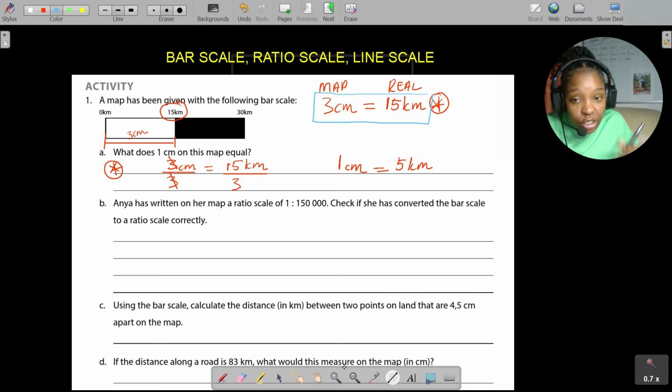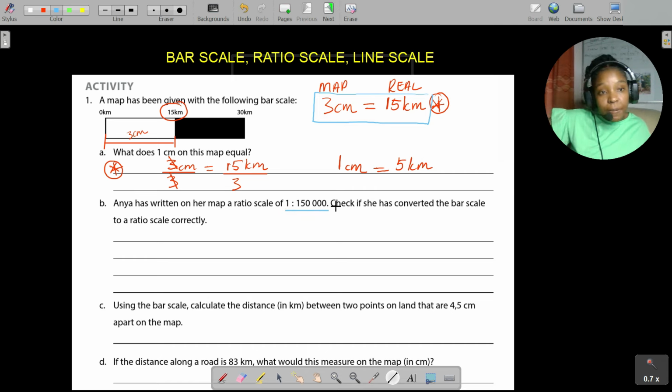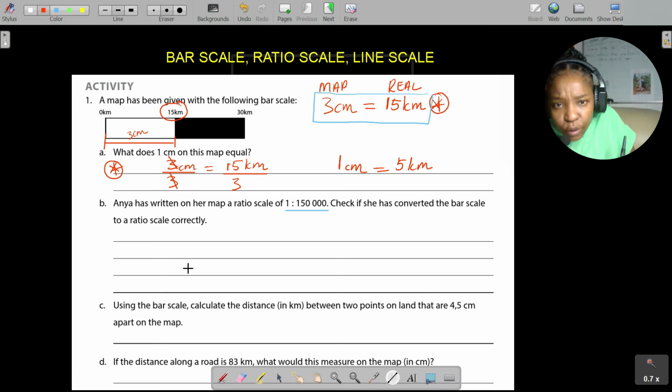After she converted it, she got the answer of 1 is to 150,000. So we want to check to see if she's converted the bar scale correctly. What is it that we need to do? First thing we do, we're going to just take 3 centimeters. I'm going to do this in 2 ways, actually, because there are 2 ways in which we can do this.